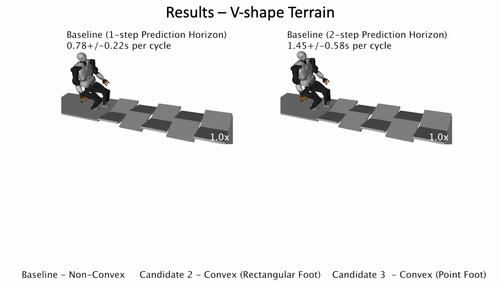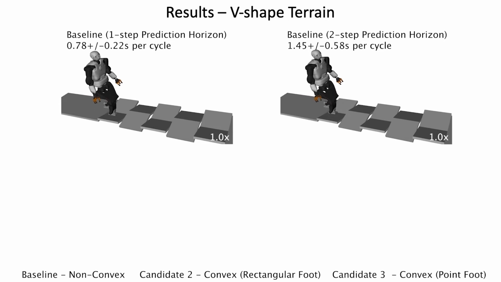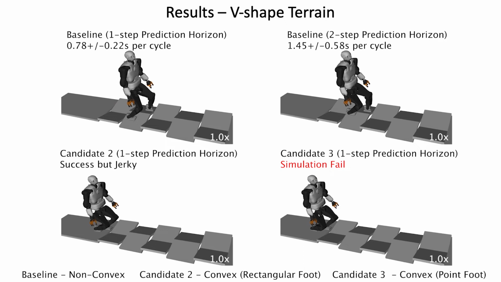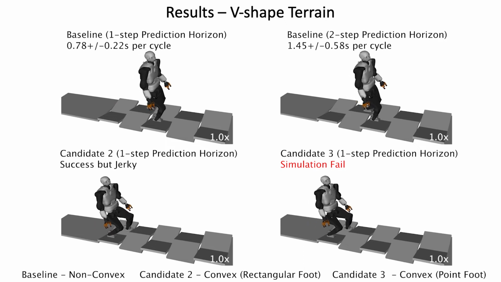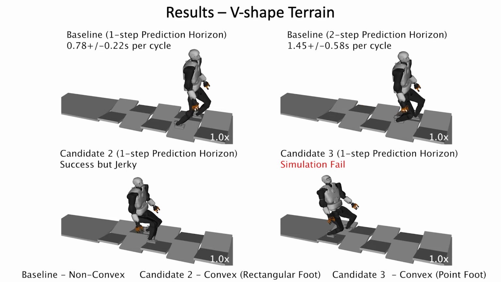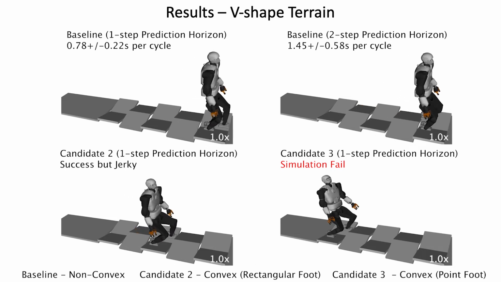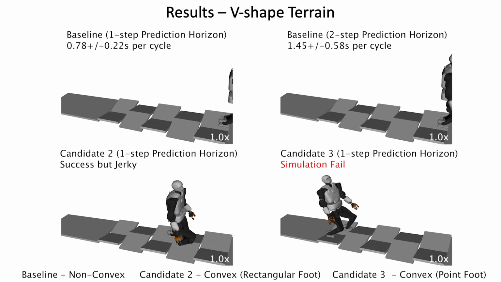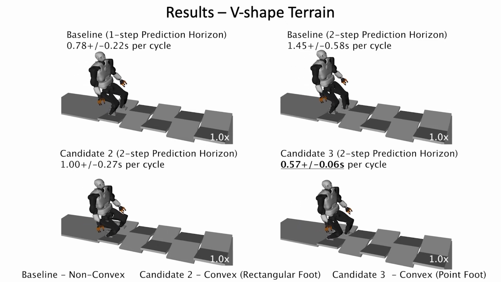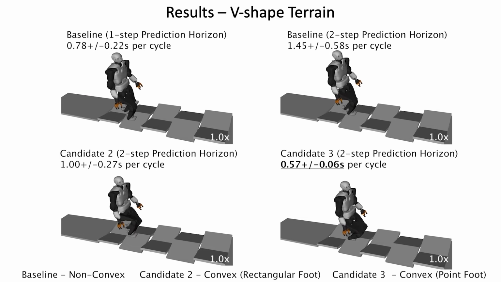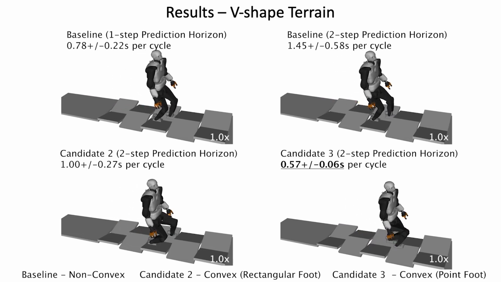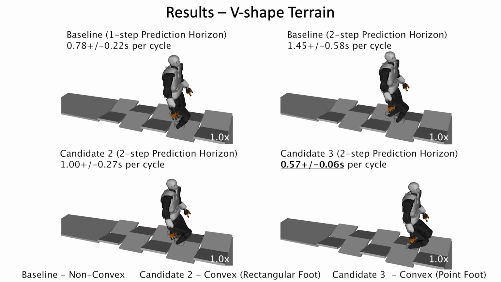Similar results are obtained in V-shaped terrain as well, where the baseline always succeeds. Candidate 2 and 3 with one-step look-ahead in the prediction horizon generate jerky motion or fail in our simulation. However, with 2 steps look-ahead or more in the prediction horizon, the trajectories planned by candidate 2 and 3 can be successfully tracked in our simulation. In addition, the computation time of candidate 3 is smaller than the fastest of baseline.